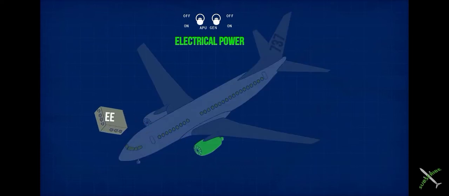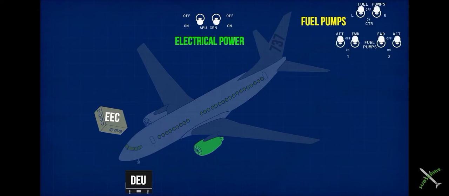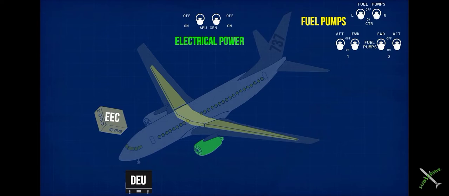Electronic engine control, located on the right side of the engines, and display electronics unit, located in the aircraft's electronic compartment. Fuel pumps of the aircraft have to be turned on. This transfers low-pressure fuel from the fuel tanks to the engine spar valve.